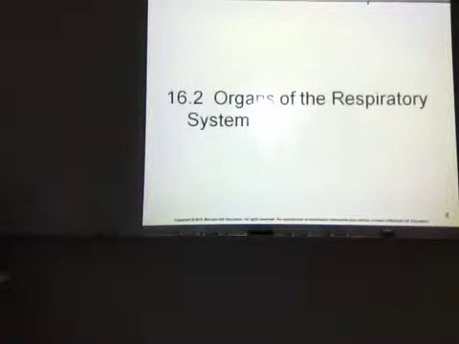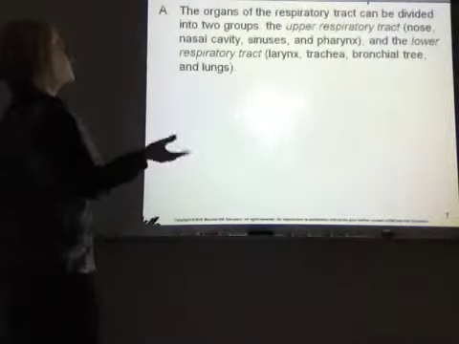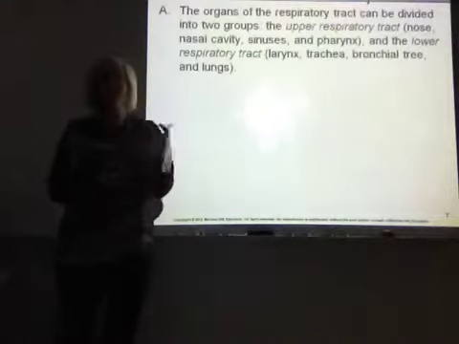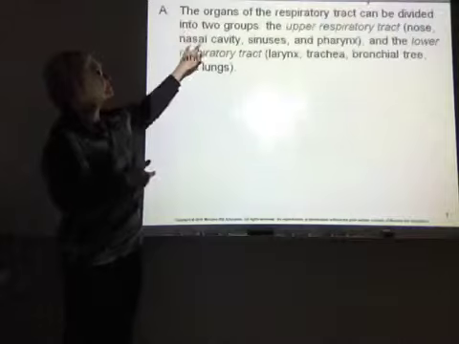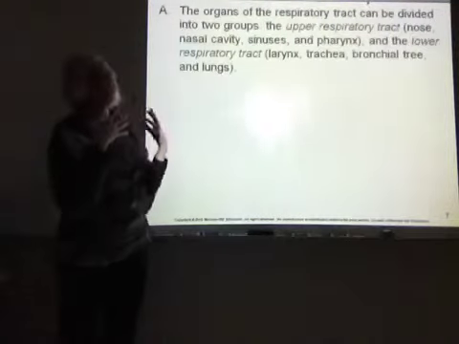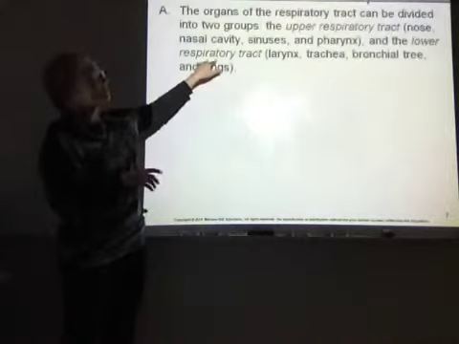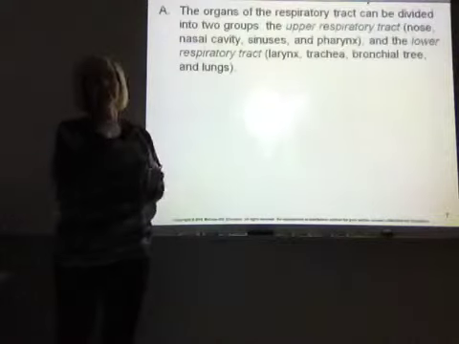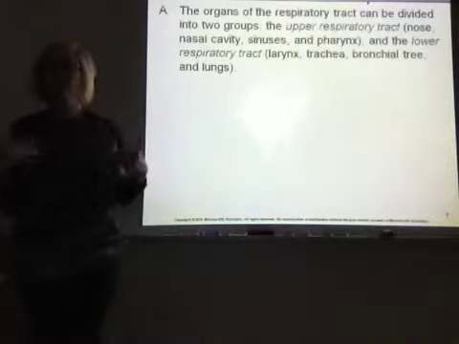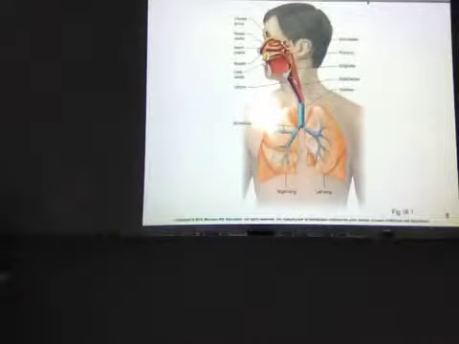Section 2, the organs of the respiratory system. We're mostly going to be looking at structures here. The organs can be divided into basically two main groups: the upper respiratory tract, which would be your nose, nasal cavity, sinuses, and the top part of the pharynx, and the lower respiratory tract, which would be the larynx into your trachea, bronchial tree, and then branching out into your lungs. So it's broken into two groups.